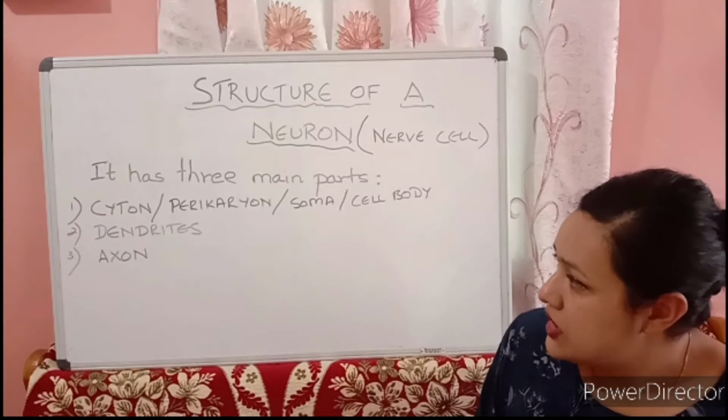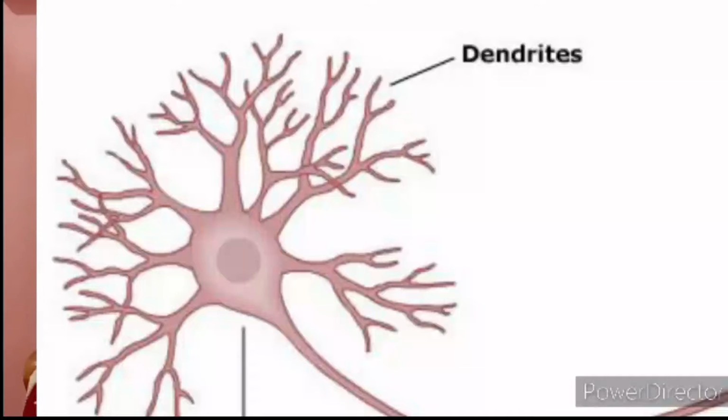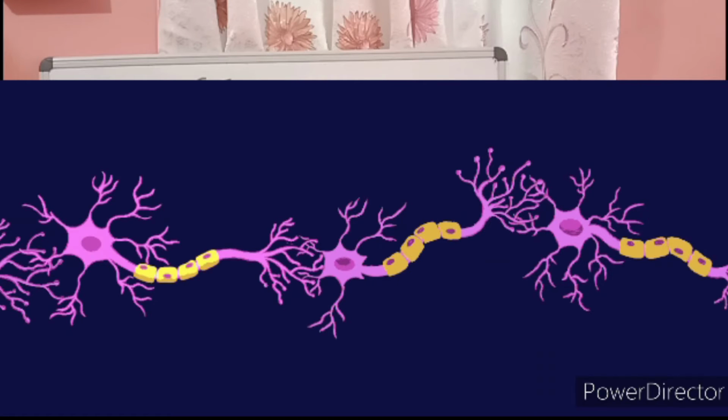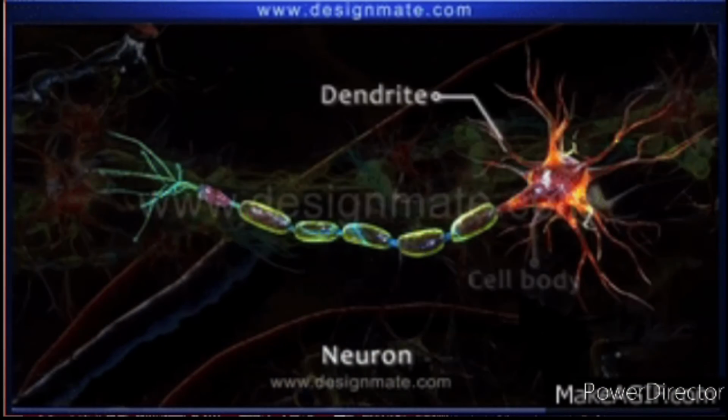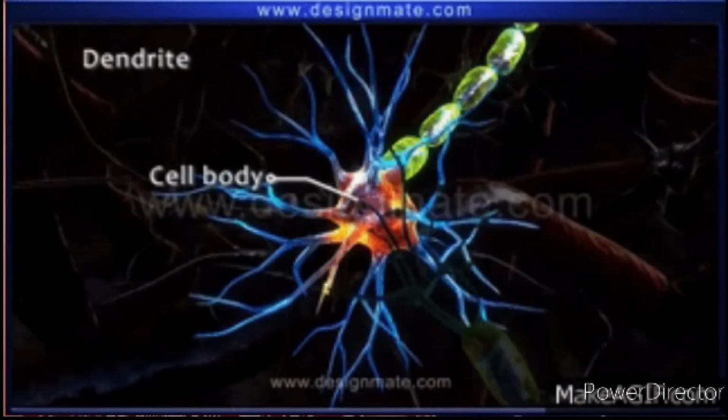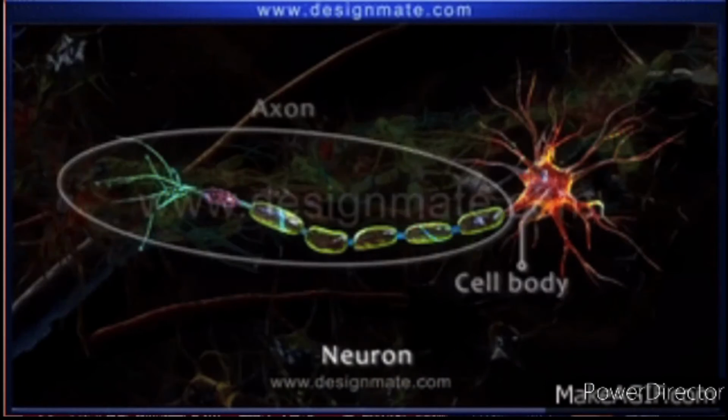Now comes your second one, that is the dendrite. You can see the cyton there, and from the cyton there are several short thread-like branches arising. They are known as the dendrites, a tree-like structure. They arise from the cell body, and the main function of the dendrites is to conduct impulses to the cyton. Remember that. The dendrites receive the impulses or messages from another neuron and take them to the cyton. From the cyton, it goes to the third part, that is the axon.